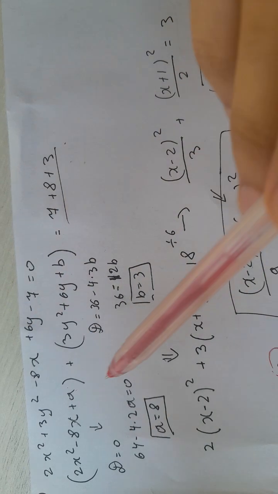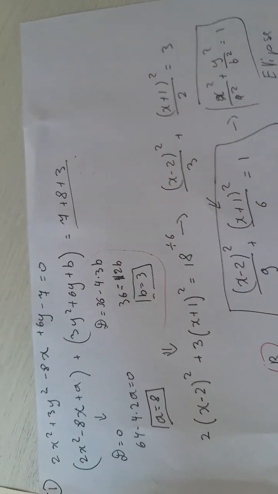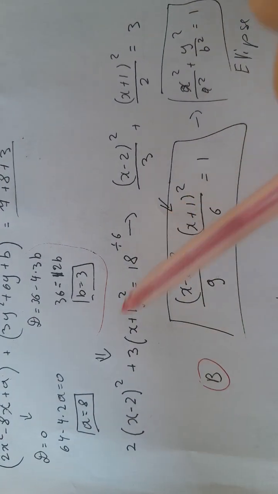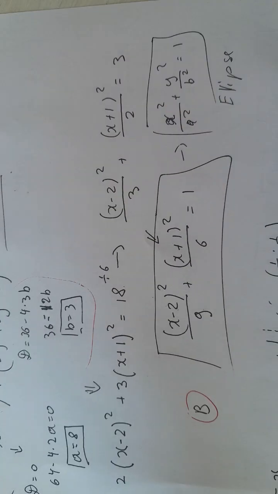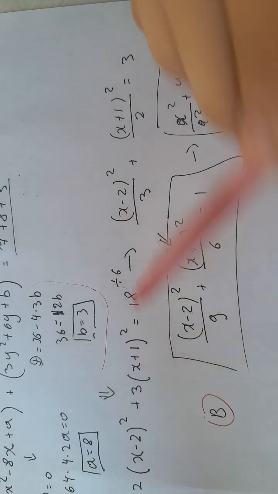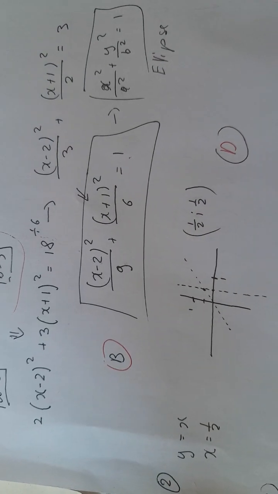In the second side, the same. But there we have to add 3, so for both sides. Then we are getting this equals to this. The standard form of hyperbola is this should be equal to 18. So we are dividing all of them by 18, getting this. The formula of hyperbola. The correct answer is B.